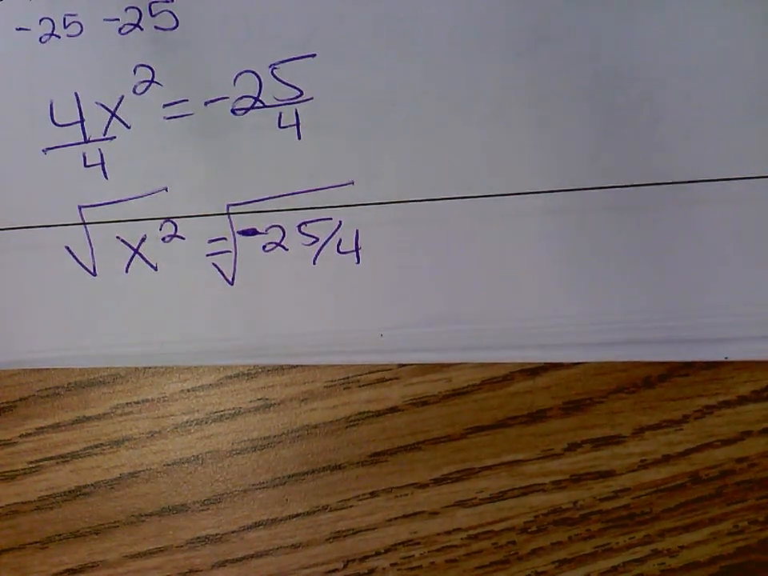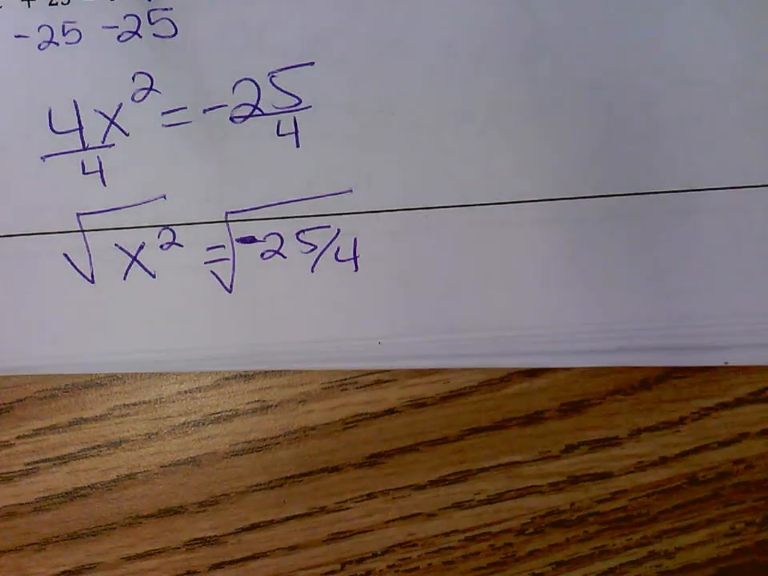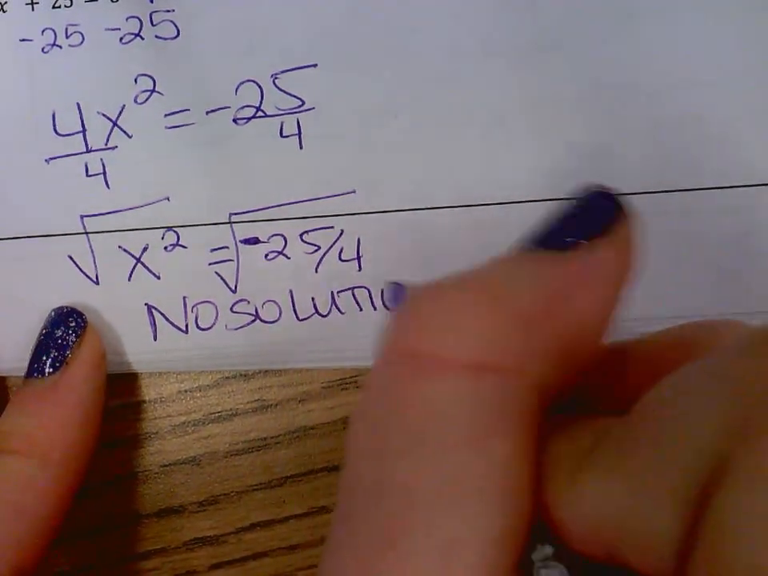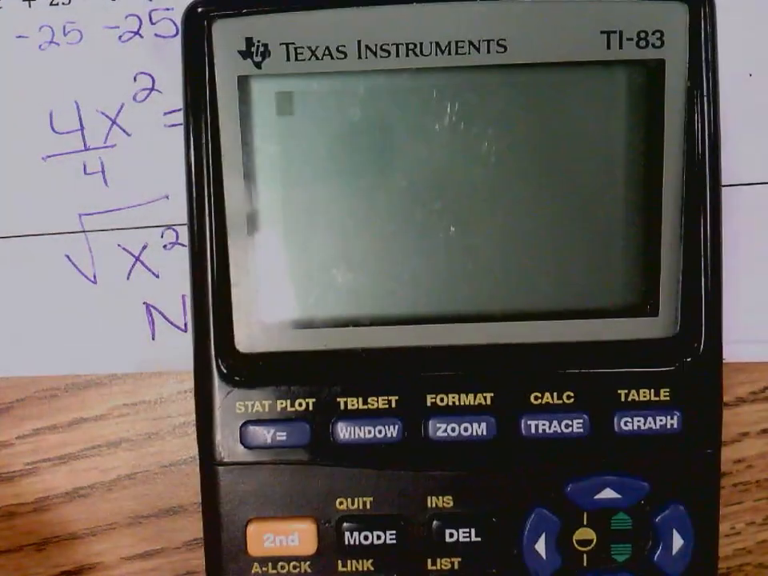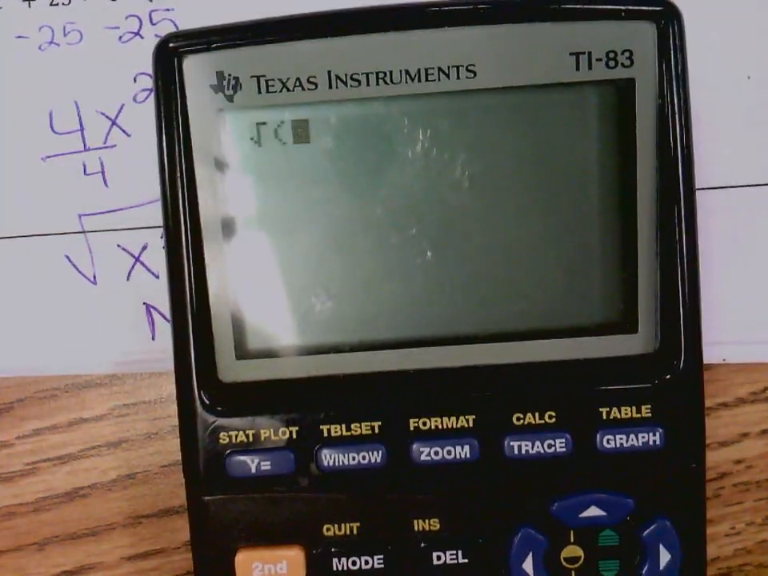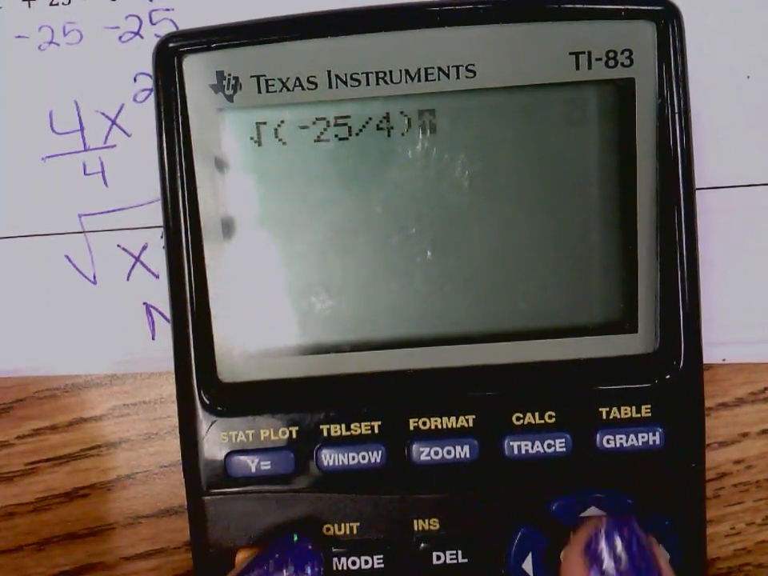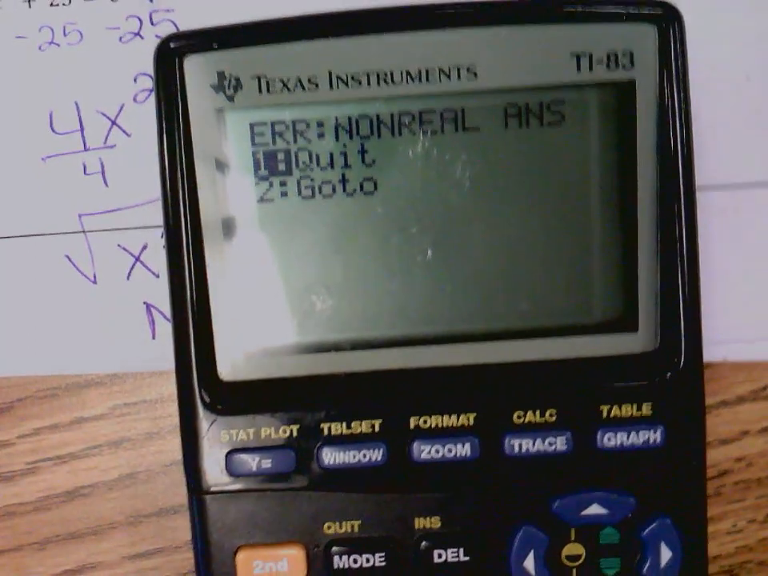Jake wants to sing. So, I'm totally off track here, but this is no solution, right? I can't take the square root of a negative number. Oh, I know why I gave you the calculators now. I wanted you to try to take the square root of negative 25 fourths. Anyway, it should say non-real answer. Can't do it.